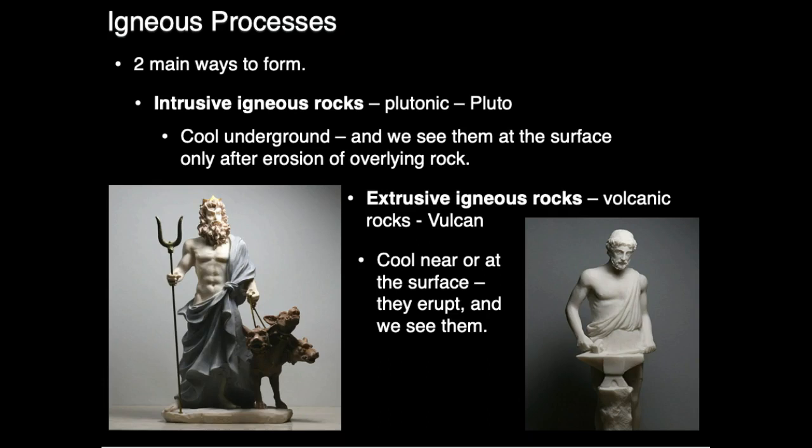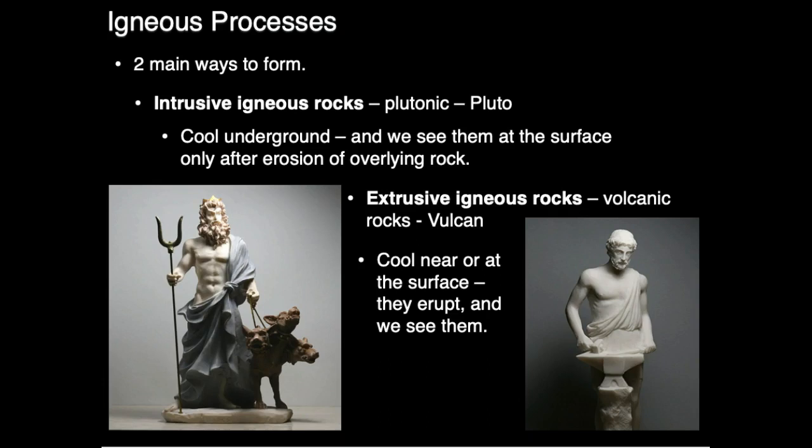has been eroded away. Good examples of places where we can find intrusive igneous rocks are the Idaho Batholith, which is close to home, Yosemite National Park, Mount Rushmore in South Dakota, amongst many other places. The second kind, or extrusive or volcanic rocks, are named after Vulcan, which is the god of fire. We see these rocks at the surface shortly after crystallization, as they cool near or right at the surface.